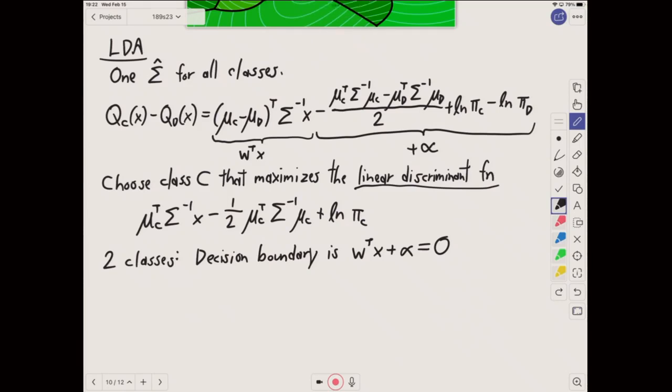But one nice thing about it, though, is that you also can compute a pretty good estimate of the posterior probability, which is not something you could do with, say, an SVM. And again, you just take the decision function, W transpose x plus alpha, and you plug it into the logistic function.